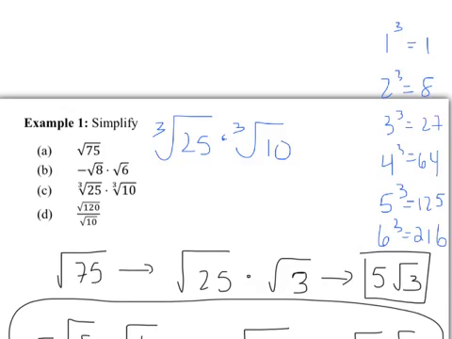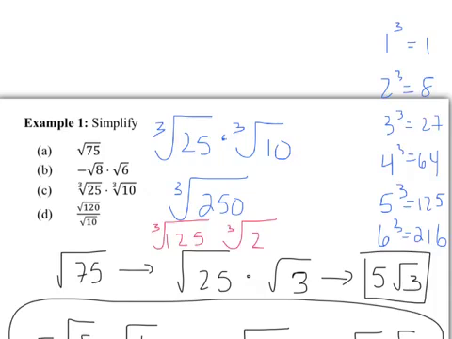So what we really need to do here is to take a look at this and just multiply them to start. And we'll get the cube root of 250. Well, 250 can be broken into 125 and 2. And the cube root of 125 is clearly 5, because 5 cubed is 125. So we replace this with the number 5, giving us a final answer of 5 times the cube root of 2.